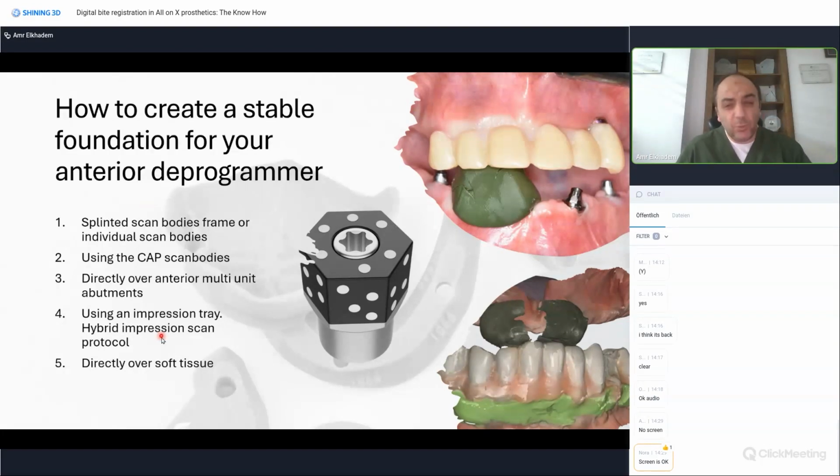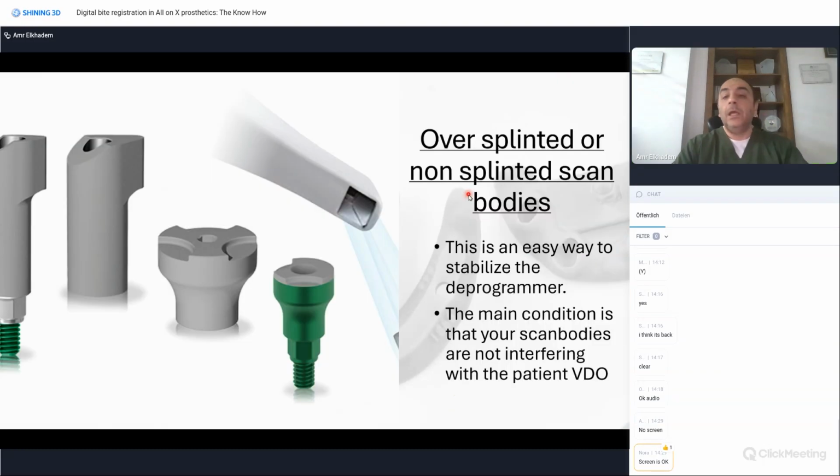I'm going to show you different ways of using this green stick deprogrammer to get the proper jaw relationship for the patient. So let's start with the first way. When I do a scan for the patient, probably I'm doing a scan with the scan bodies. So I'm going to use my scan bodies as a holding platform for my deprogrammer. Okay, so how to do this?